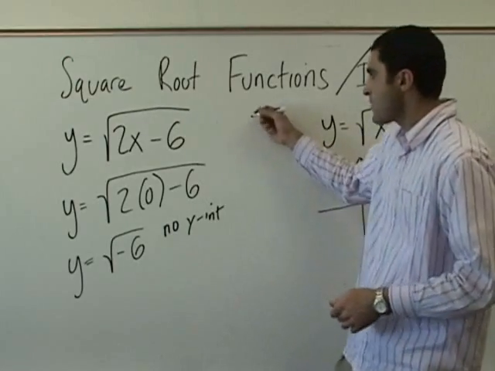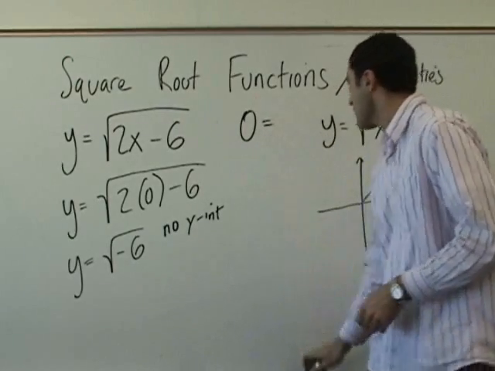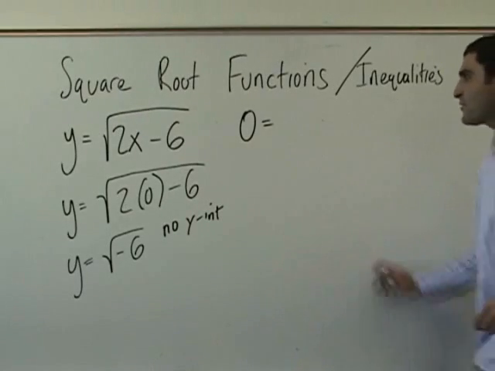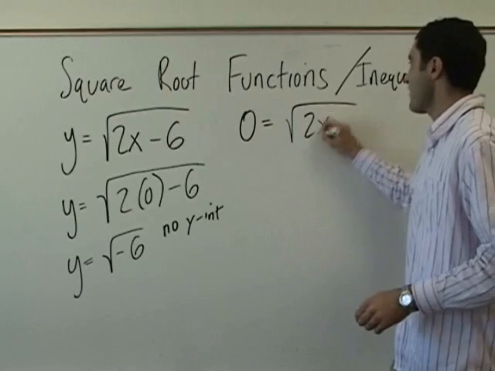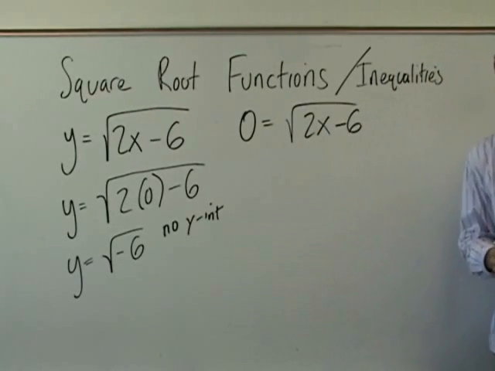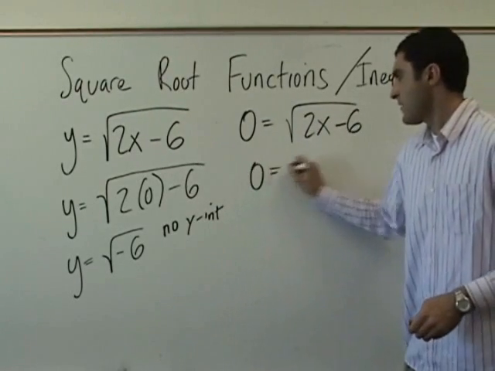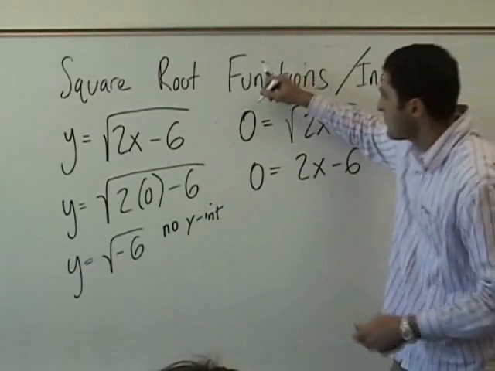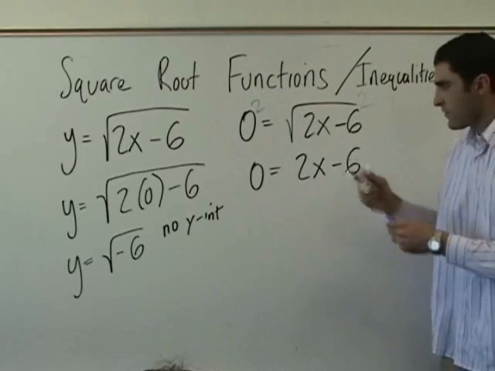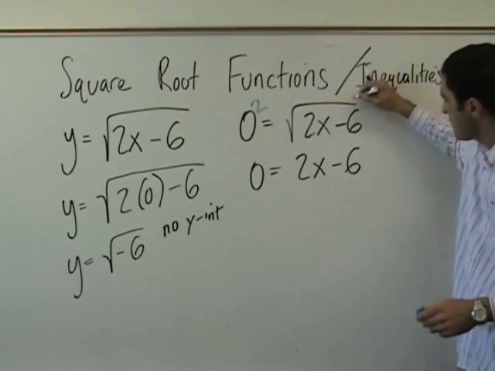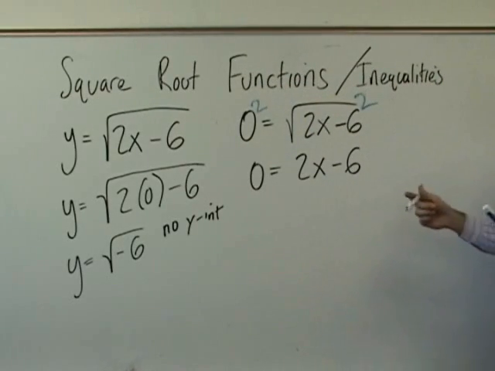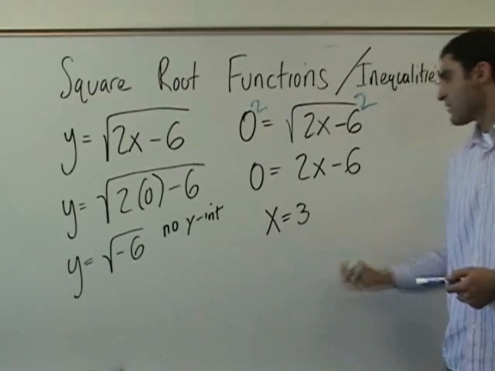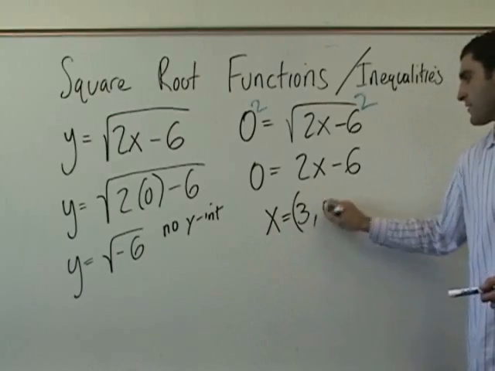All right. So 0 equals 2x minus 6. Square both sides, right? I'll write the square. Be thorough. Okay, good. Plus 6, divided by 2. What's x here? 3. So the x-intercept is 3, 0.